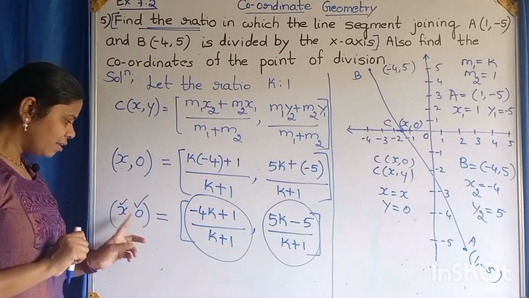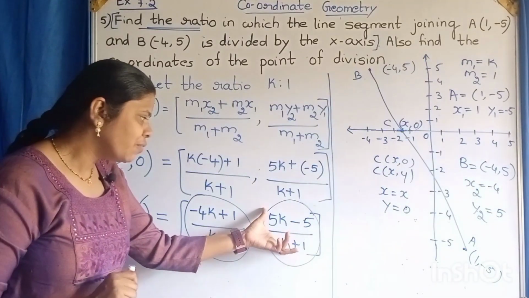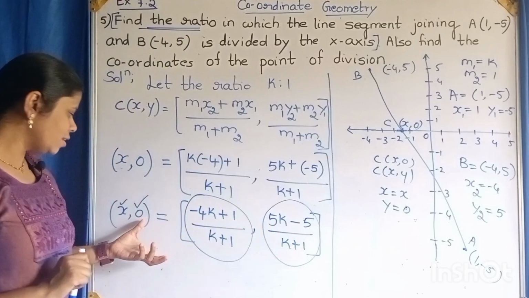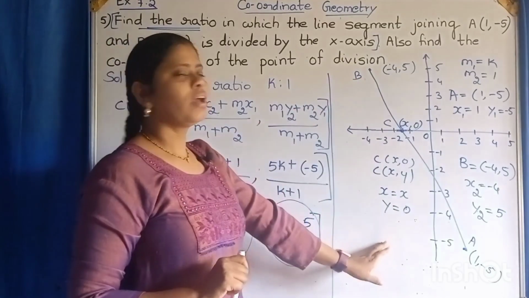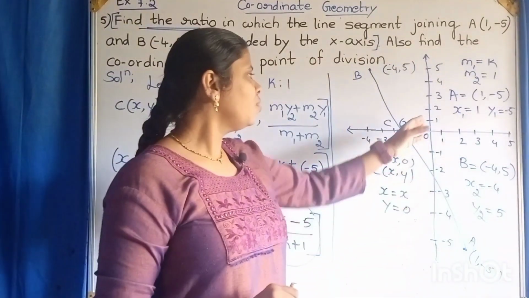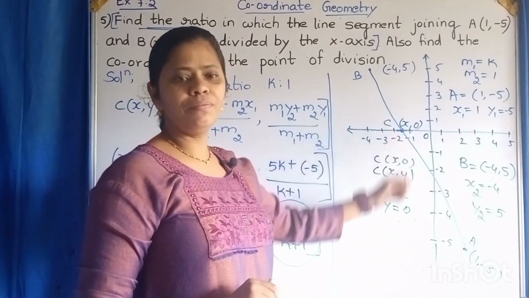We can see that the value of the y coordinate is 0. So, equate this y coordinate to this 0, okay? Let me rub this, you can copy it. No need to plot a graph; I have plotted the graph just for your understanding, okay?